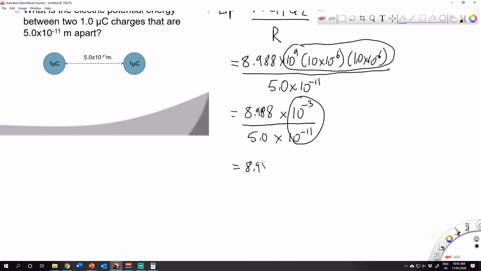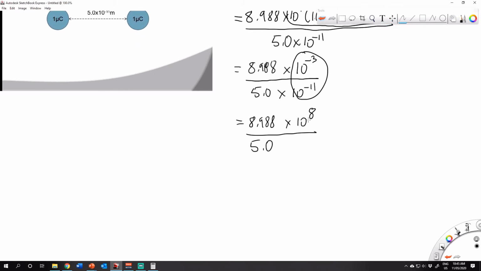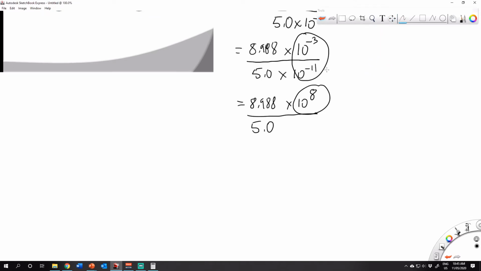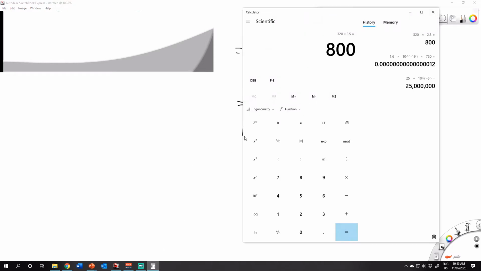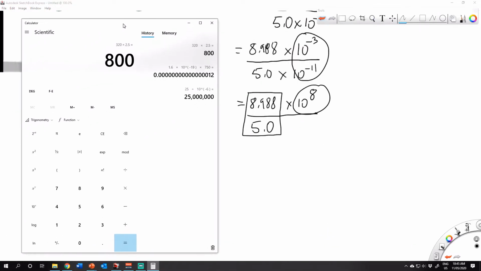So 8.988 times 10, this is negative 3 minus negative 11, so to the 8. And what this does is it allows you to gauge how big the answer is going to be. The other thing it allows you to do is that in your calculator, all you really need to do is do this calculation, and then you don't have to worry about exponents during your calculation.